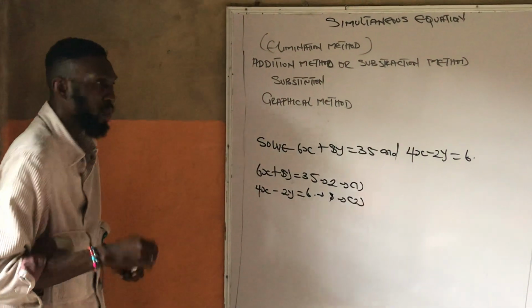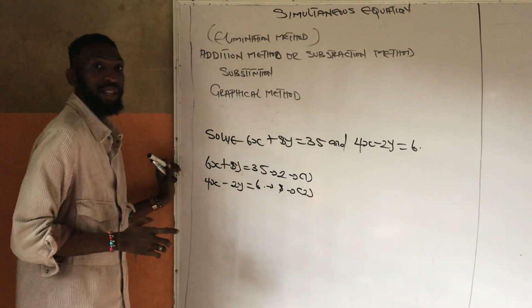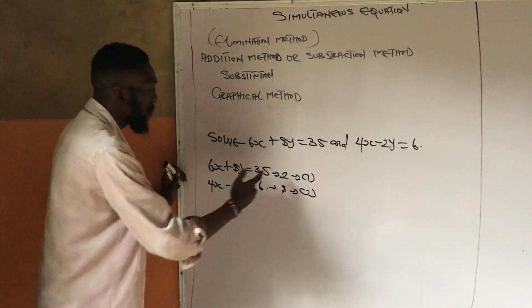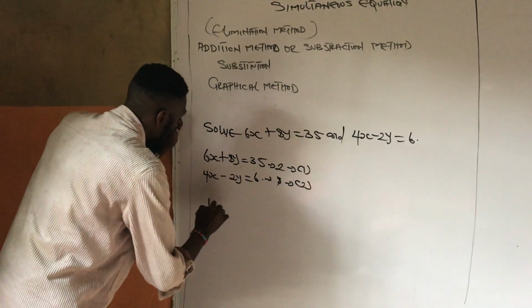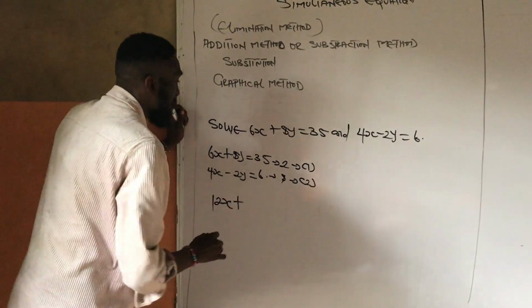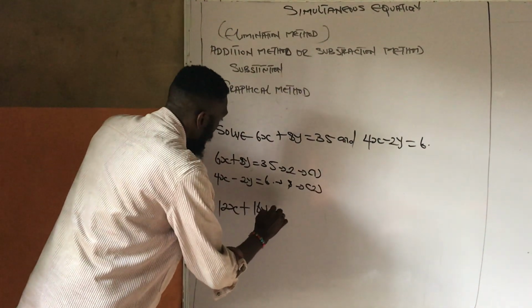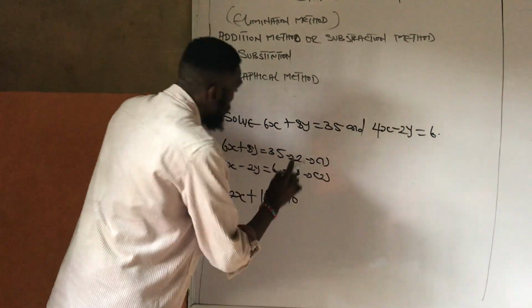So next up, I'm going to use this number here to times everything. So it's going to be 2 times 6, it's going to give me 12x, plus 2 times 8 is going to give me 16y, equals 2 times 35, 70.